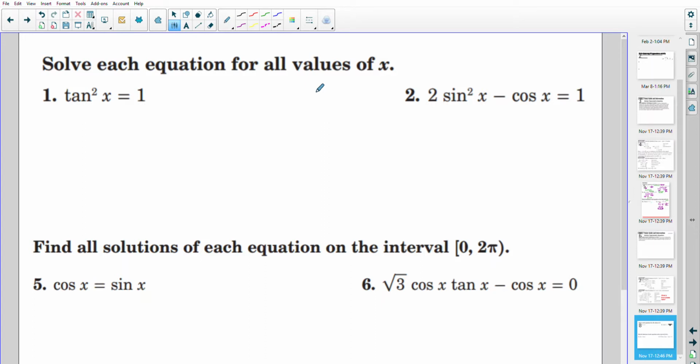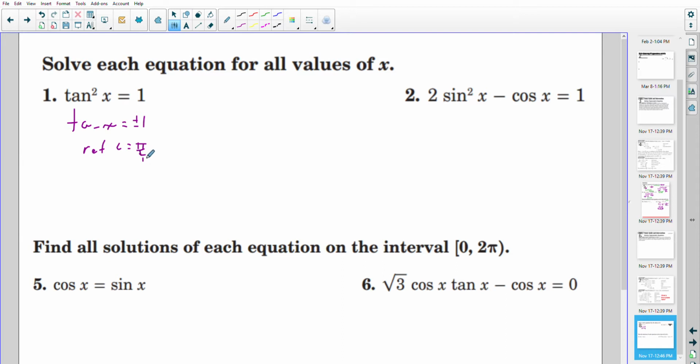Solving equations with trig substitutions can get a little bit trickier. The first one listed here has only a tangent x in it, so all you're going to do is take the square root of both sides, and you're going to be left with plus or minus 1. Now, there are a lot of cases with plus or minus 1. If you think about the reference angle, that's going to equal pi over 4.